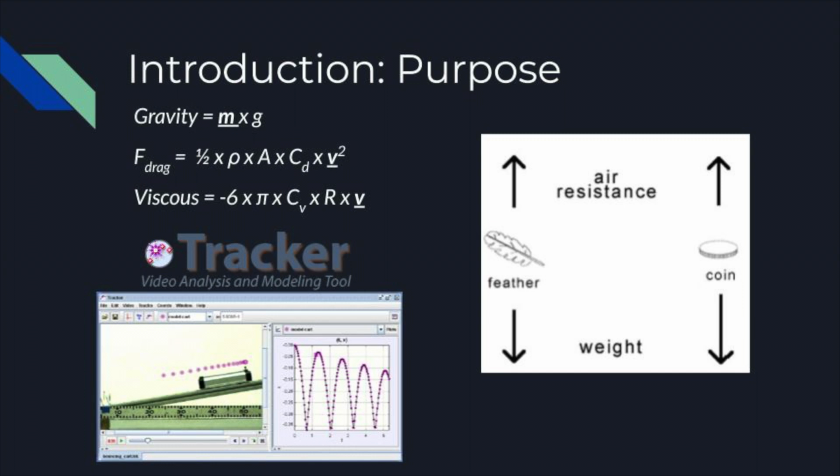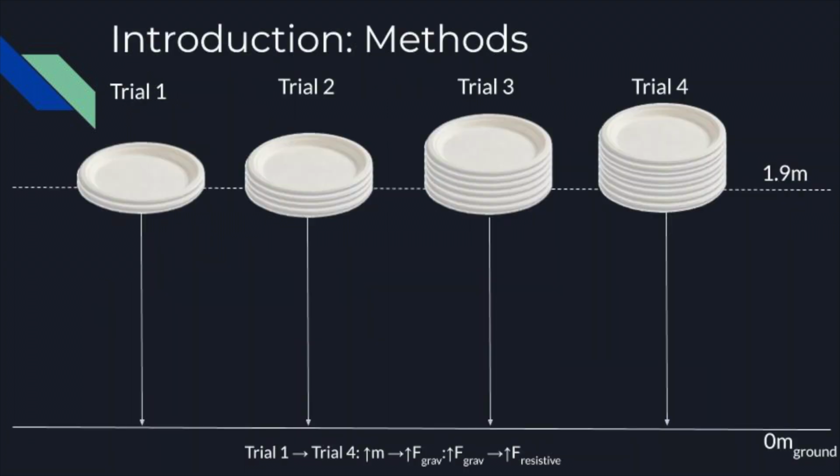class, which includes kinematics, resistive forces, and experimental design models, to create and use relationships between mass, velocity, and resistive forces. With the assistance of Tracker software and force equations, the descent of 4 sets of paper plates of increasing masses dropped at the same heights were analyzed.